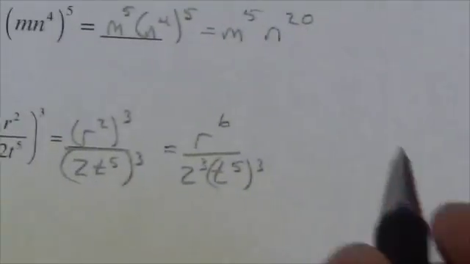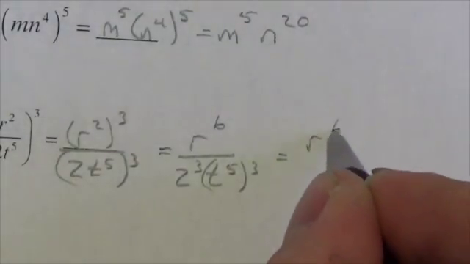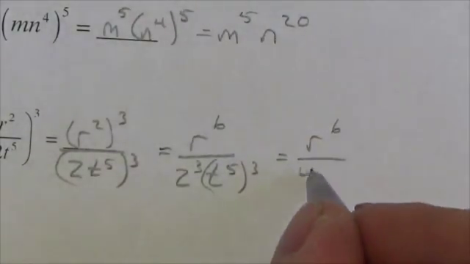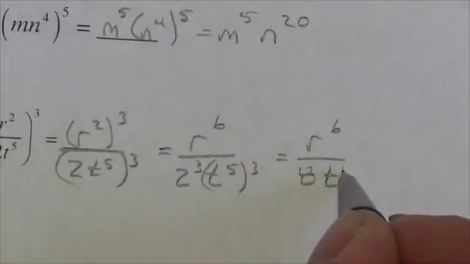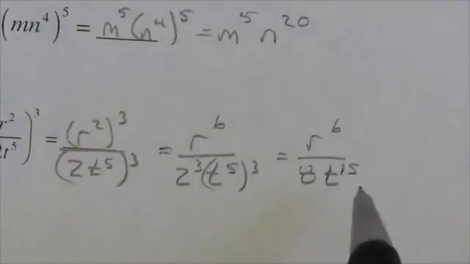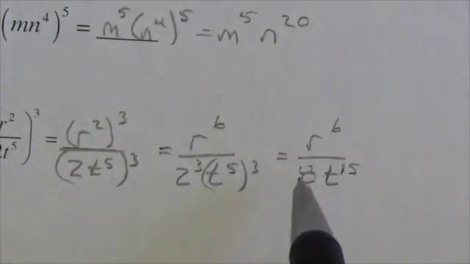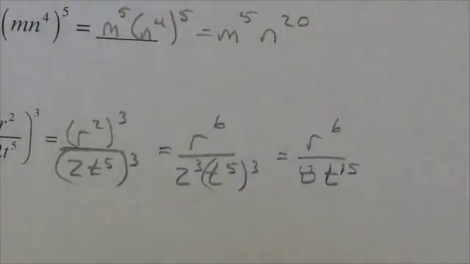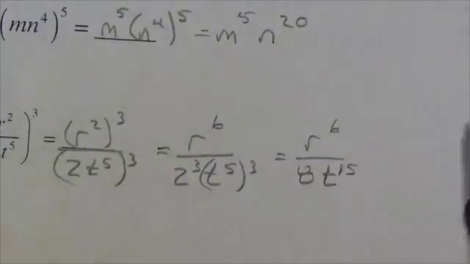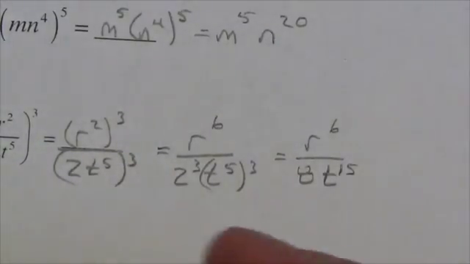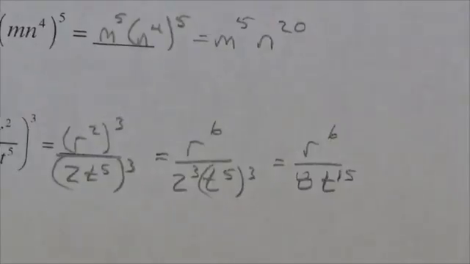Now I've got to do these two parts. We've still got r to the 6th in the numerator. 2 cubed is going to be 8. And then I've got a power of a power, so I'll multiply those exponents, so t to the 15. So r to the 6th divided by 8 times t to the 15. Again, just to reiterate, the rule is that if you've got a power of a power, you multiply the exponents. If you've got an exponent over top of a product or a quotient, then you can distribute that exponent to the factors, or to the dividend and the divisor.